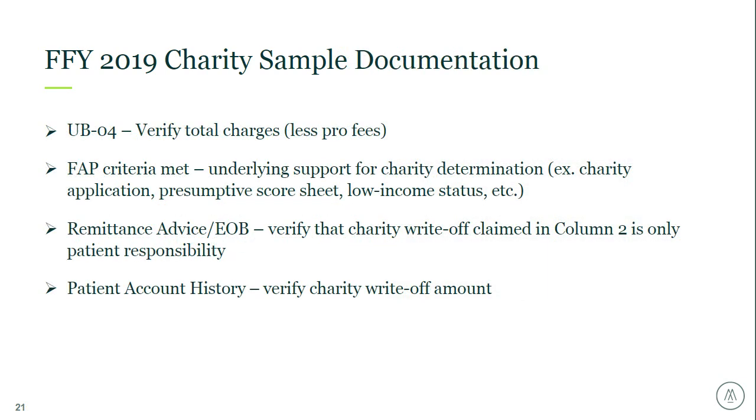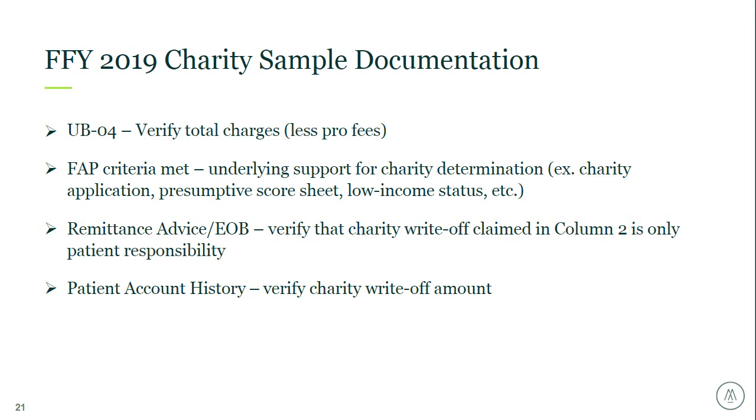So moving on to the documentation that's requested for these samples, generally the same documentation is required for each sample patient, whether it's a UB or an itemized bill. They're requested to verify the patient charges and to verify professional fees are excluded from the claimed amounts. Patient account histories are extremely important and requested, so they're verifying that the charity write-off matches the patient's financial systems.